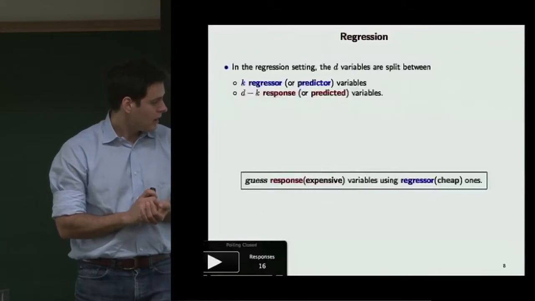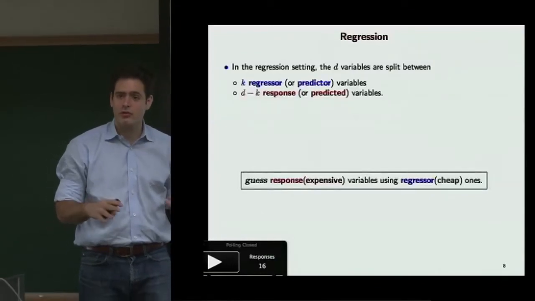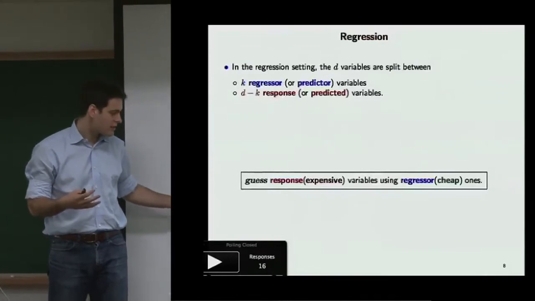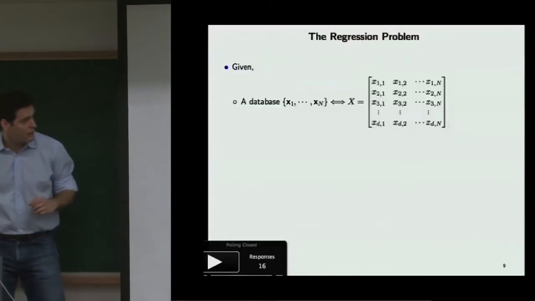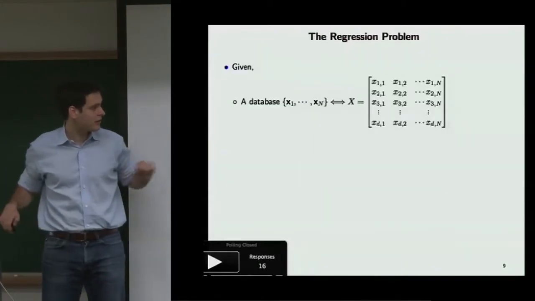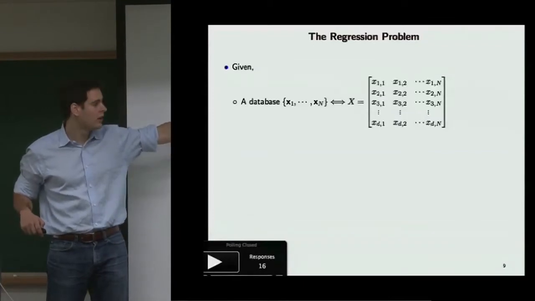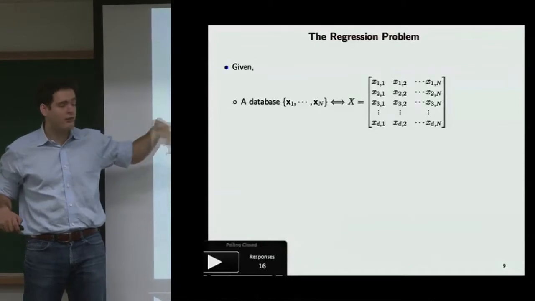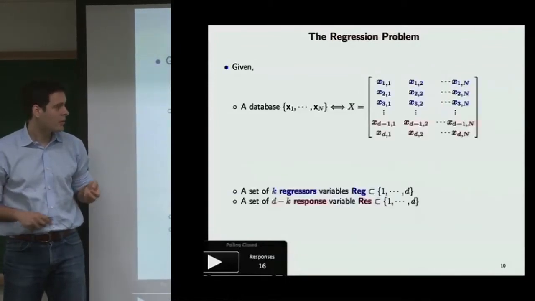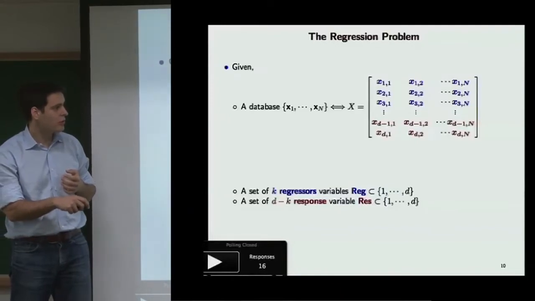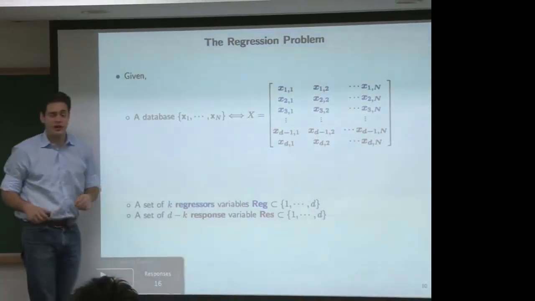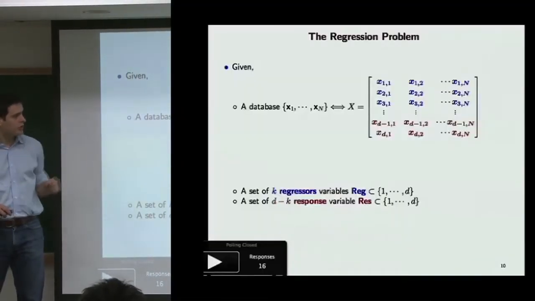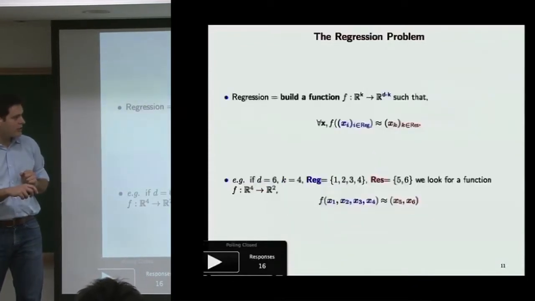So the goal of regression in very broad terms can be formulated as this. It's to guess expensive variables using cheap variables. So if we just go back to this matrix, basically what we see is that for each row we have a variable, and for each column here we have a different individual, a different measurement. And what we want is basically find a way to use the blue ones here. Suppose I have just those two variables as response variables, and those are predictor variables. I want to find a way to predict the response variables using the regressors.